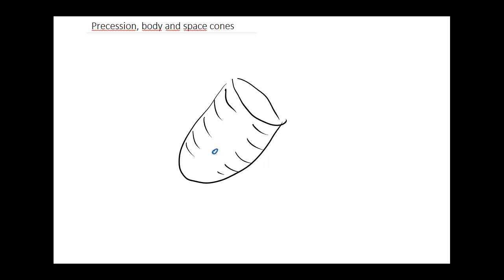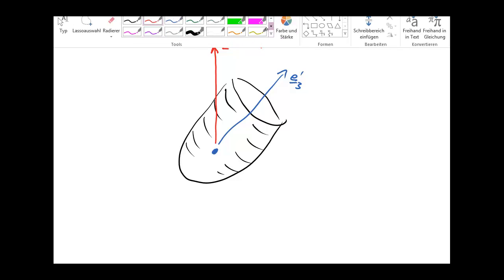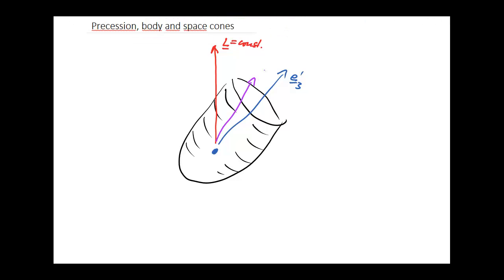Here we'd like to draw a picture that summarizes these findings. And we will encounter a total of 3 different cones. Let me indicate the top, the symmetric top. We have the basis vector E3 primed. We have the angular momentum vector L, which is constant. And we have somewhere the angular velocity vector omega.